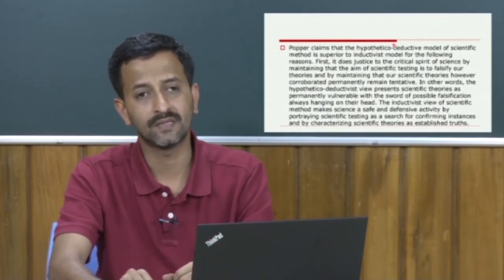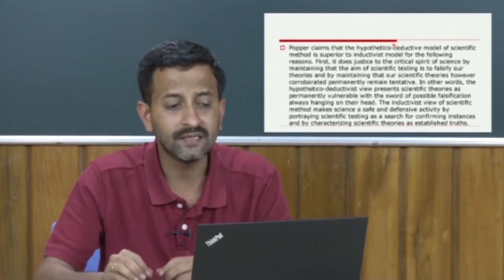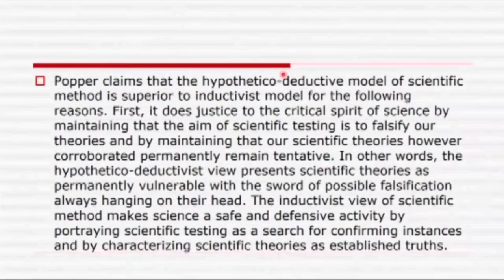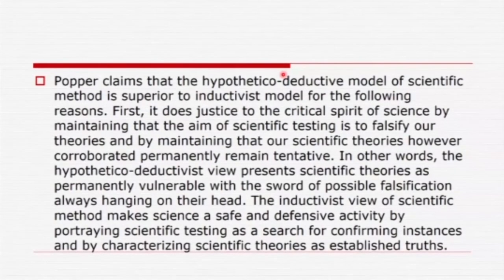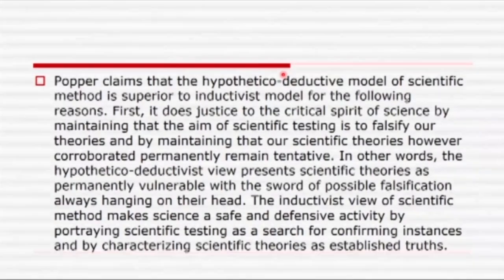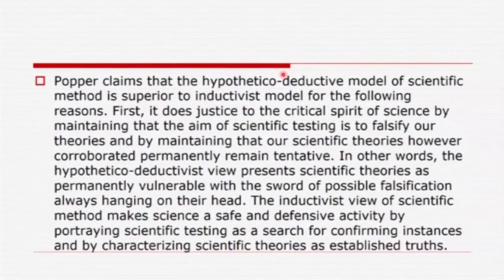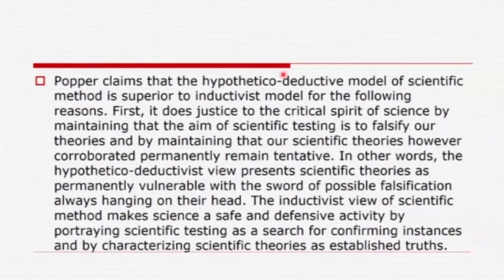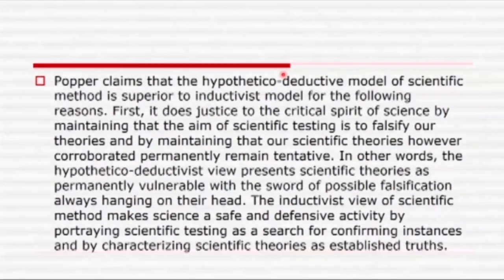Let us see. First, the hypothetico-deductive model does justice to the critical spirit of science by maintaining that the aim of scientific testing is to falsify our theories, and by maintaining that our scientific theories, however corroborated, permanently remain tentative. In other words, the hypothetico-deductivist view presents scientific theories as permanently vulnerable, with the sword of possible falsification always hanging on their head.